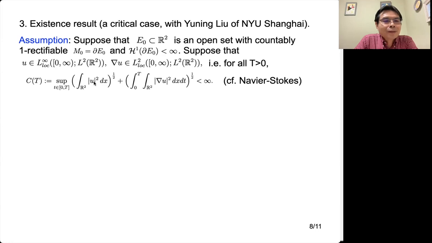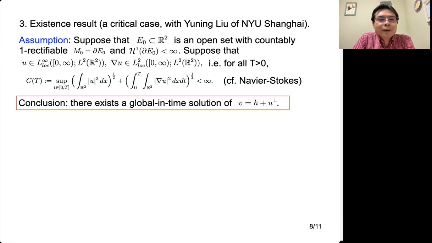Okay, so that's the L2 norm of U bounded in time, and also this gradient U is L2 in space-time. As I said, it comes from Navier-Stokes coupling in 2 dimensions. You get this naturally. And the conclusion is that there exists a global in-time solution of this problem. Okay, so even for the critical case, you have at least a solution. This is like an evolution of a curve under this fairly irregular class of flow field. And it exists for all time, in fact.